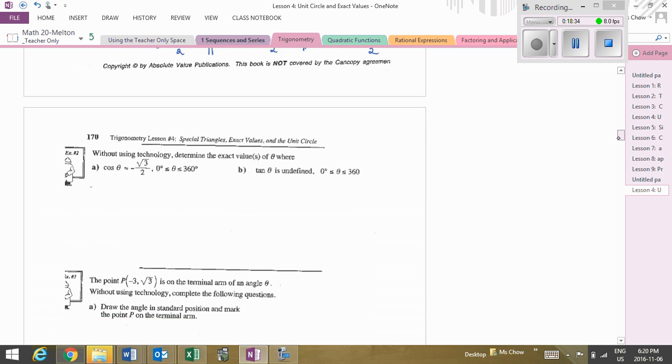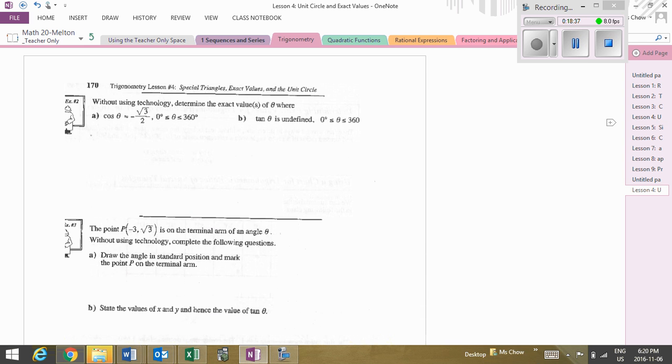Let's take a look at class example number 2. Without using technology, determine the exact values of theta, where cosine theta is equal to negative root 3 over 2, and theta is between 0 and 360 degrees. So we know that this ratio is negative, so the first thing I'm thinking to myself is, where is cosine negative? Cosine is negative in quadrants 2 and 3. So I'll make a note to myself: I'm either talking about quadrant 2 or quadrant 3.